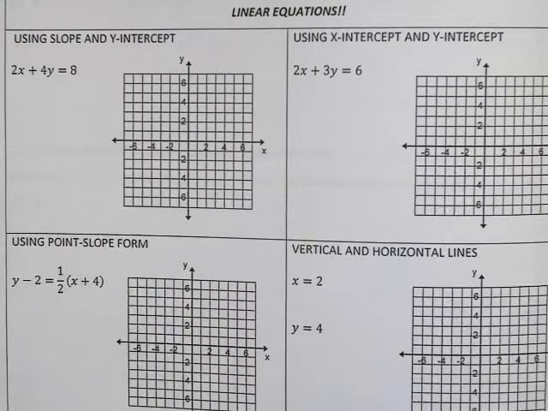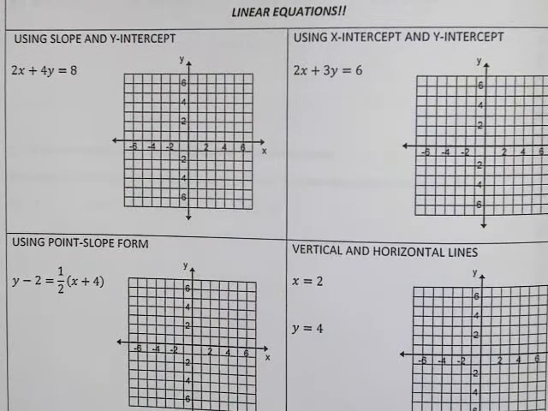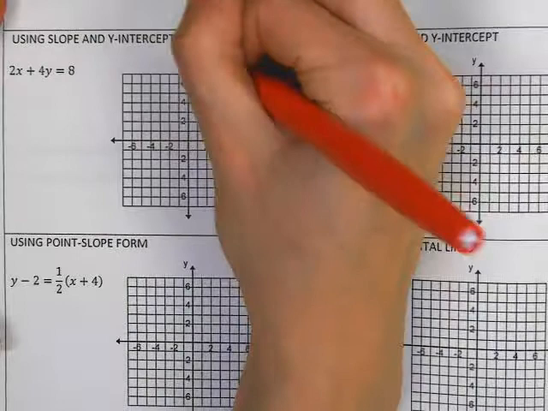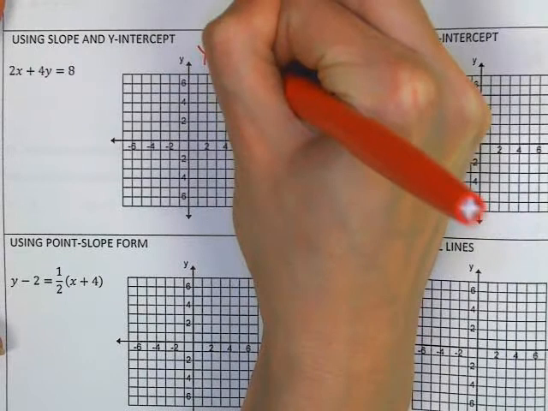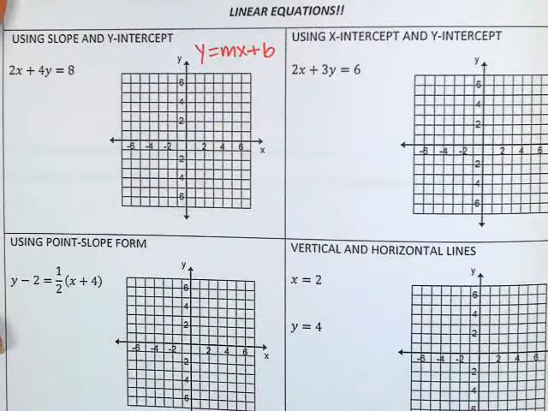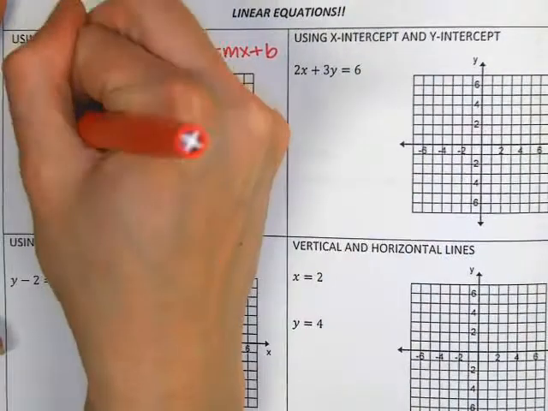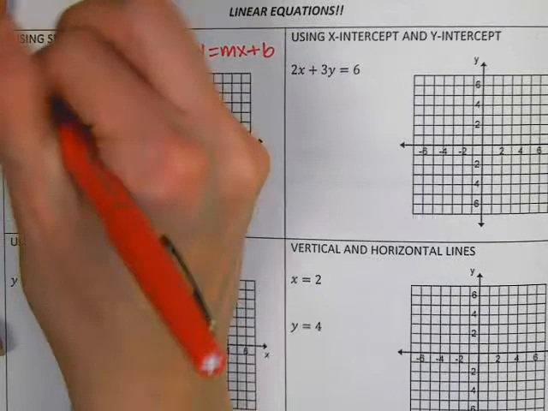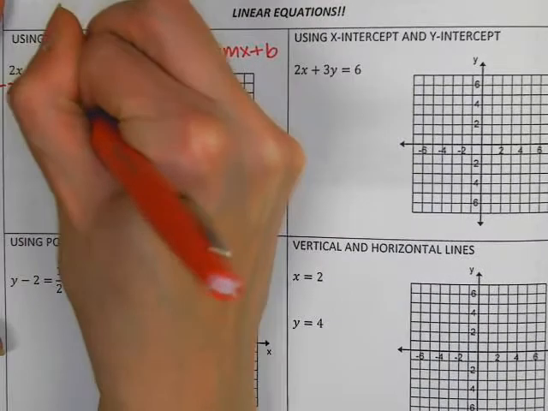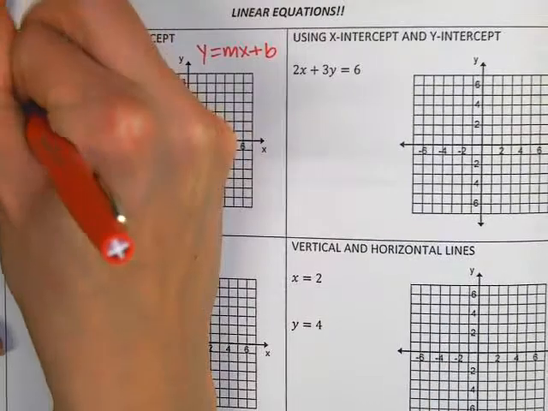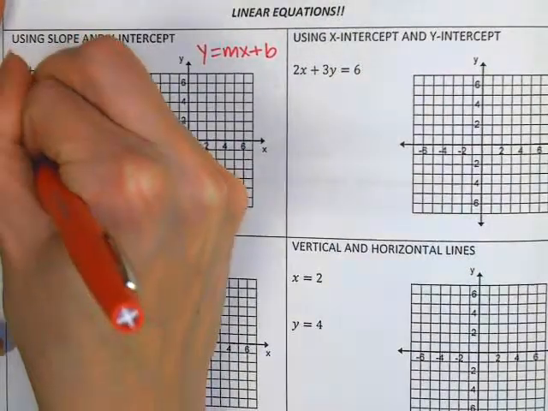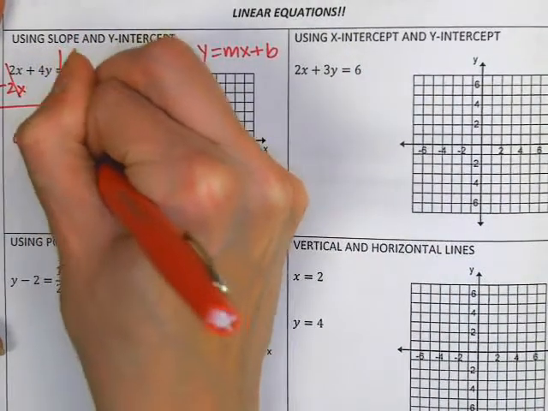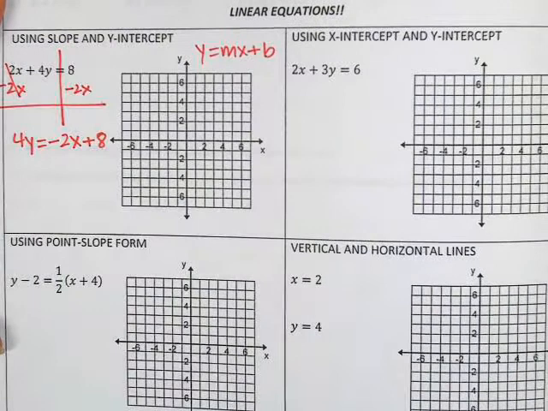So graphing lines using slope and y-intercept. That's when you rearrange it to be in y equals mx plus b form. So let's go ahead and rearrange to get y alone. We're going to have to minus the 2x over first. And then we're left with 4y equals negative 2x plus 8.